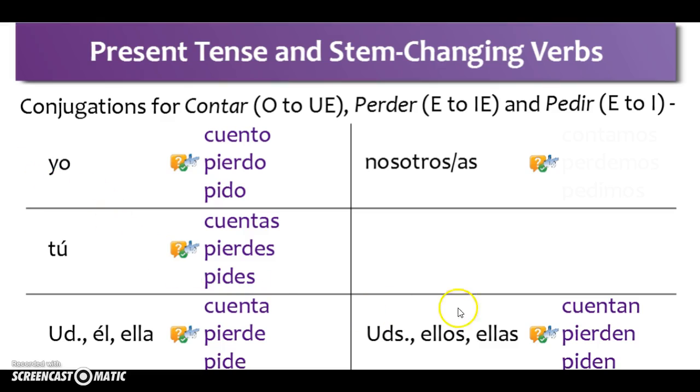And now the one that looks different, nosotros and nosotras. Contamos, perdemos, and pedimos. Two things to be aware of. One, there was no stem change. You go back to the original infinitive stem. Then you put on the infinitive ending. Amos, emos, or imos, depending on if it is an AR, ER, or IR verb. Got that?